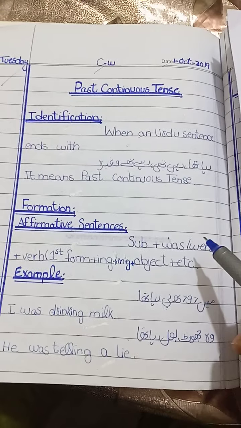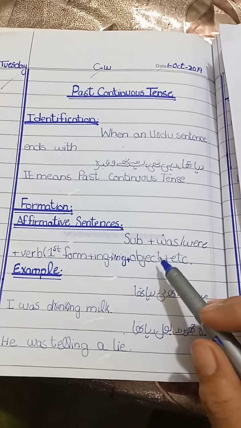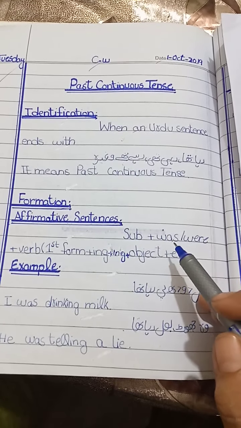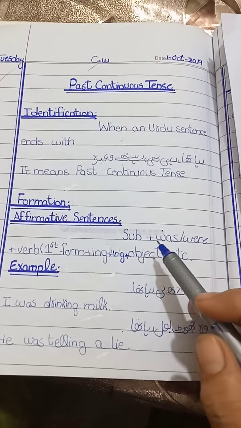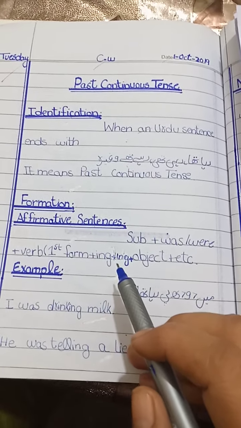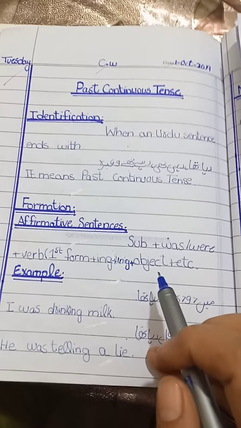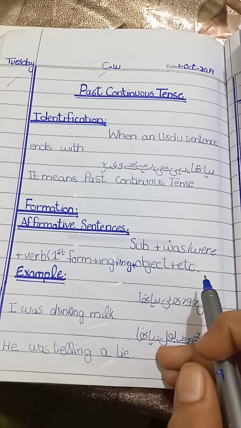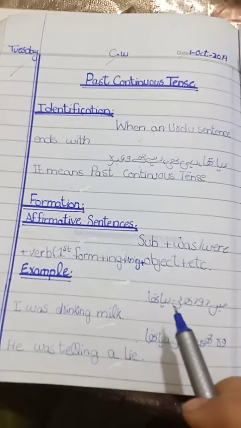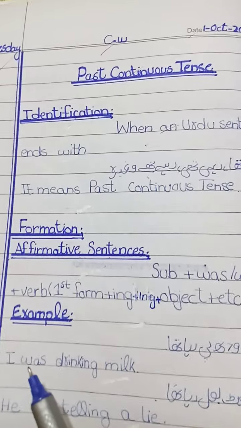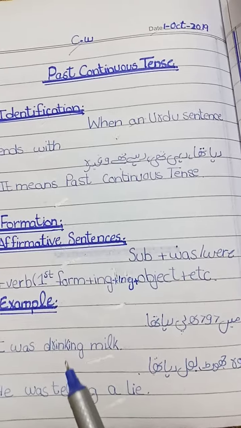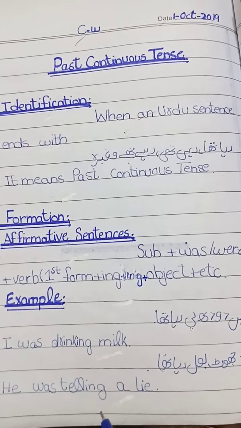In affirmative sentences, the sentence structure will be subject, then helping verb according to the past tense like was, or were according to the subject. Then first form of verb will be used with ing. Then comes object and the remaining part of the sentence. For example, मैं दूध पी रहा था. I was drinking milk. वो झूठ बोल रहा था. He was telling a lie.